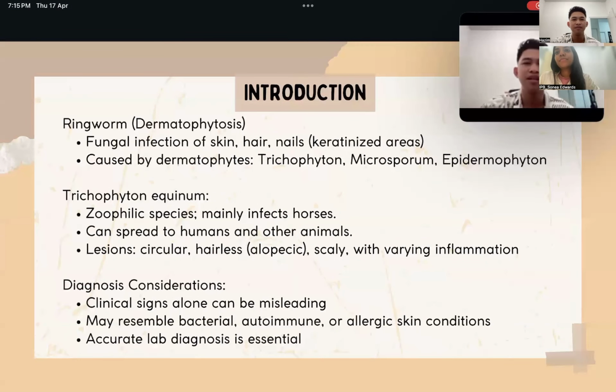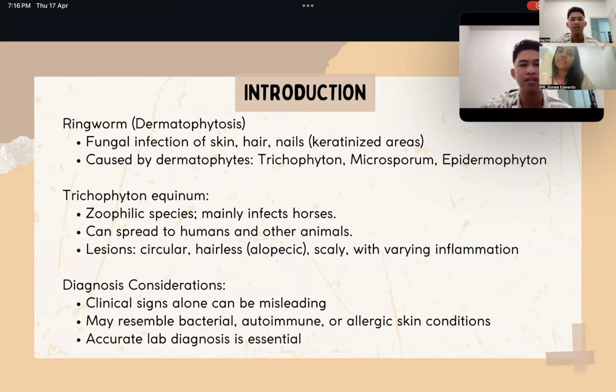Ringworm, which is formally referred to as dermatophytosis, is a type of fungal infection that targets the keratinized area of the body, including the skin, hair, and also nail. This ailment happens due to the existence of dermatophytes, which consist of Trichophyton, Microsporum, and also Epidermophyton species. One example is Trichophyton equinum, which is a zoophilic dermatophyte infecting horses but can spread to other animals and humans too.